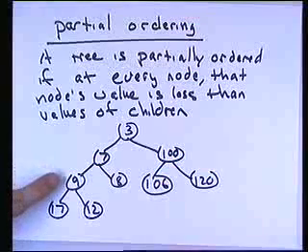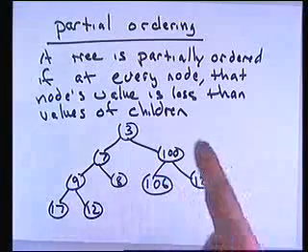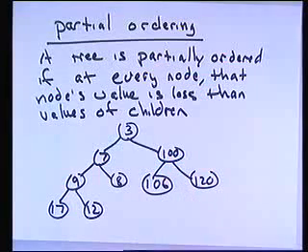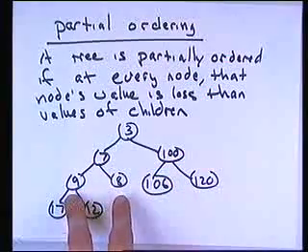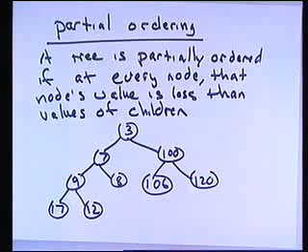9 is less than 17 and 12, 7 is less than 8 or 9, 100 is less than 106 or 120, and 3 is less than 7 or 100. So it's a partially ordered tree because at every node, if there's any children of that node, the node's value is less than the values of the children. And now you'll notice a few things about this. Firstly, it doesn't matter whether the left or right child is less. In this case, the left child is less. In this case, the left child is less. In this case, the right child is less. In that case, the right child is less. So whether the left or right child is less makes no difference whatsoever.